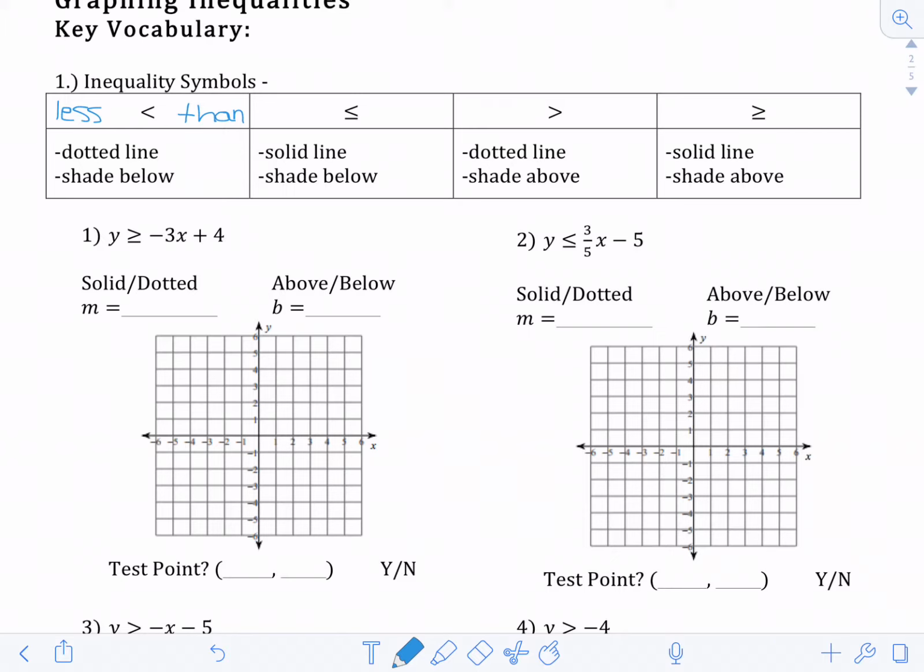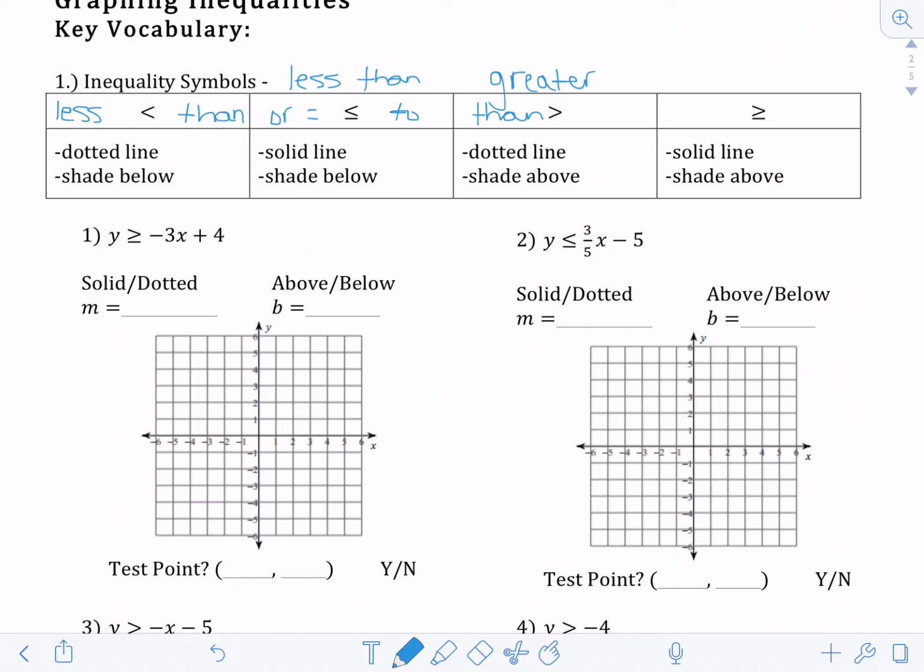This one is less than or equal to. When there is a solid line, you draw a solid line, and since it's less than, we're going to shade below. This one is greater than. And since there's not a line underneath that inequality, then we do a dotted line, and it's greater, so you're going to shade above.